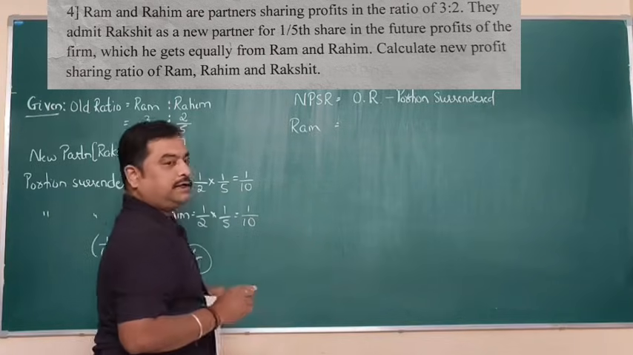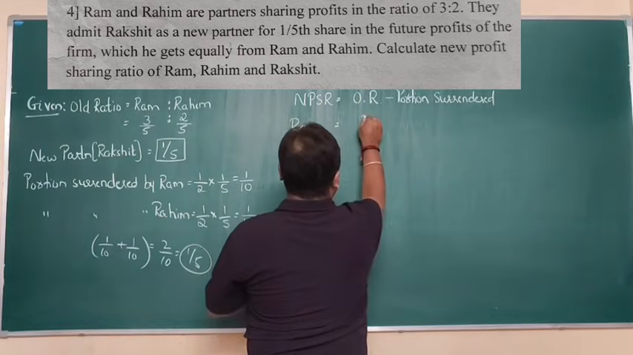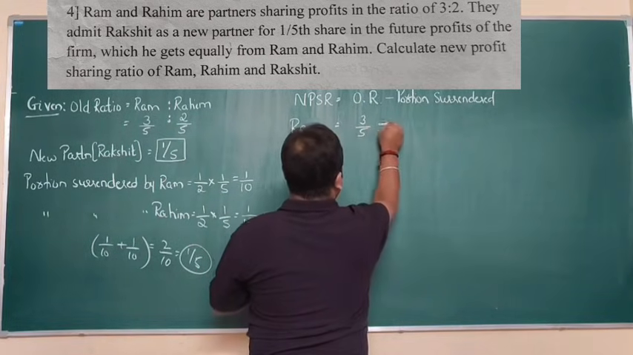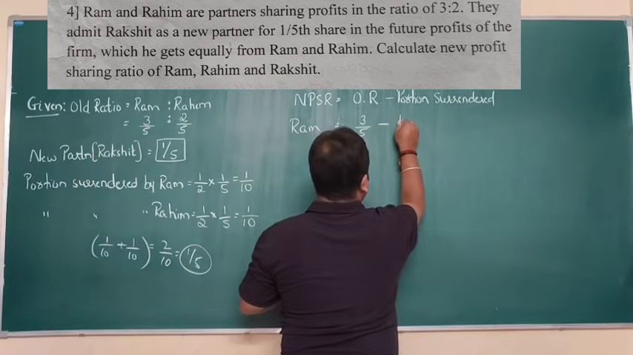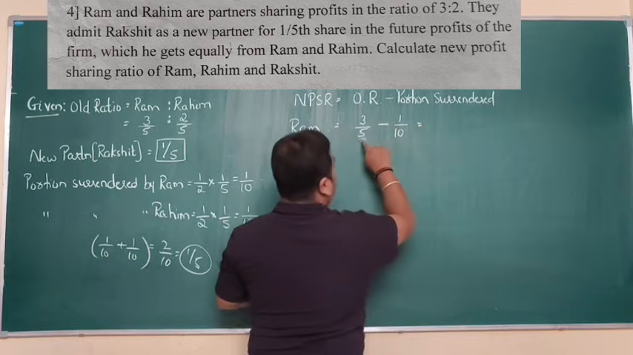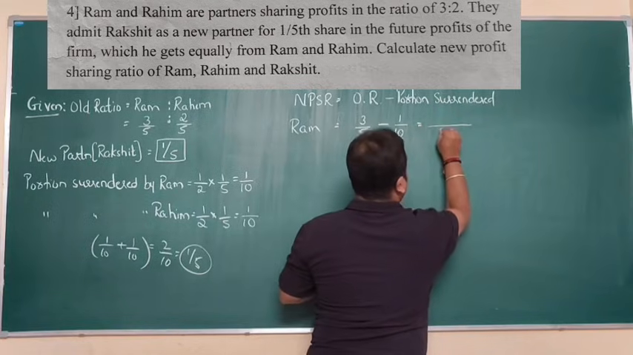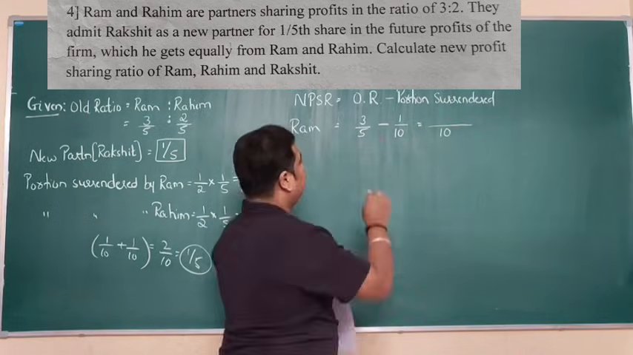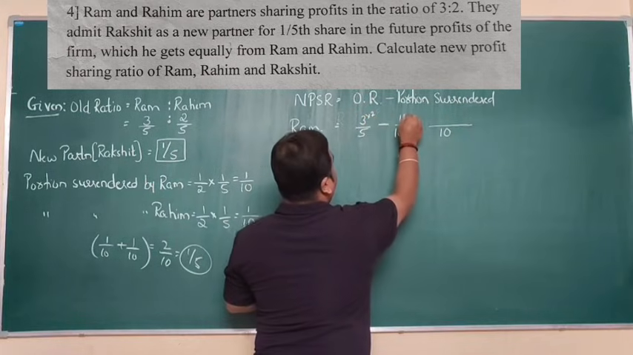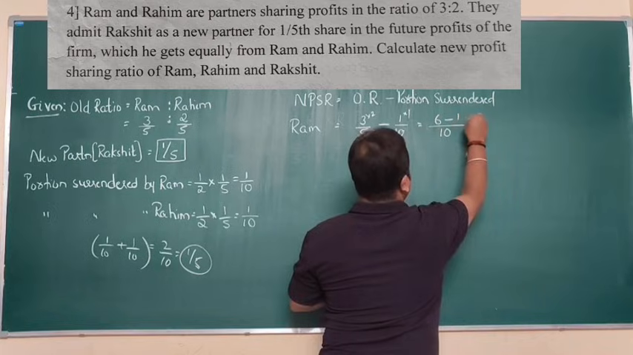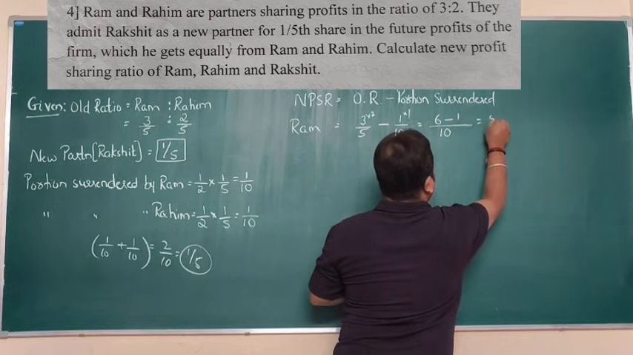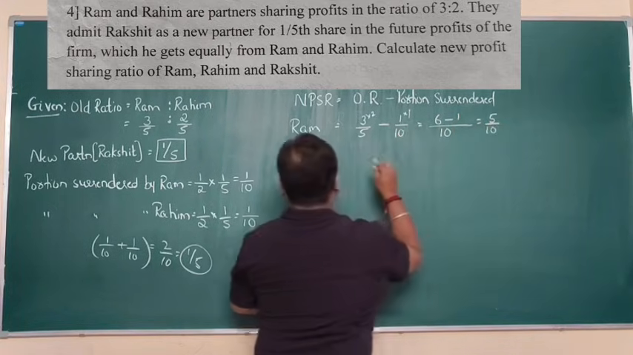Ram's old ratio. What is the old ratio of Ram? It is 3/5 minus what is the portion surrendered? 1 by 10. So 5 and 10, common LCM, I will take it as 10. 5 2s are 10, 1s are 1. 3 2s are 6 minus 1 1s are 1. So 6 minus 1 it is 5 by 10.